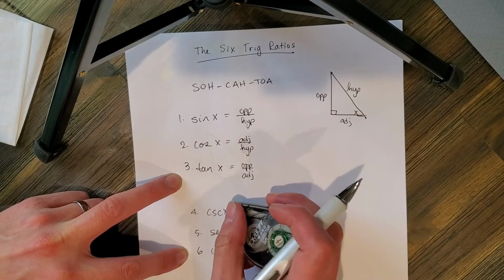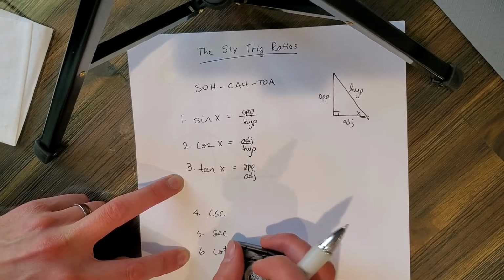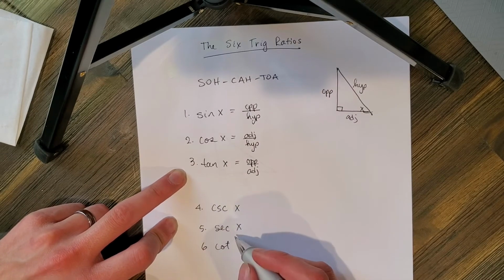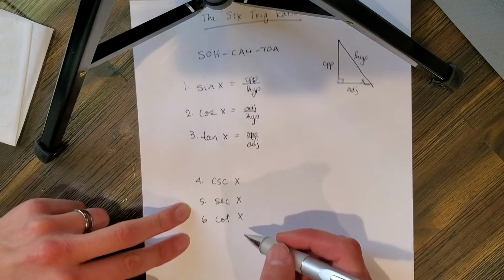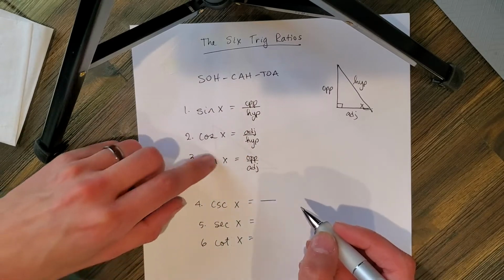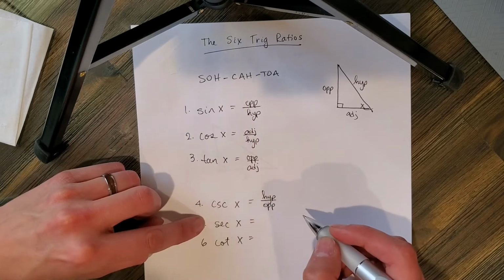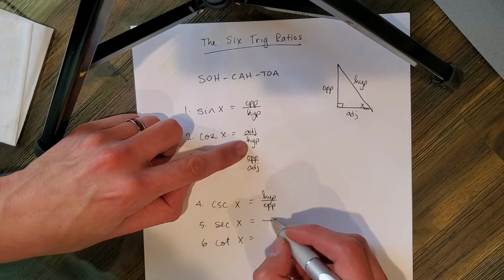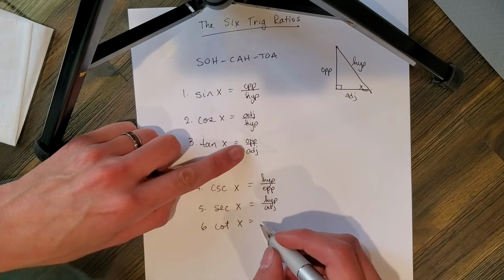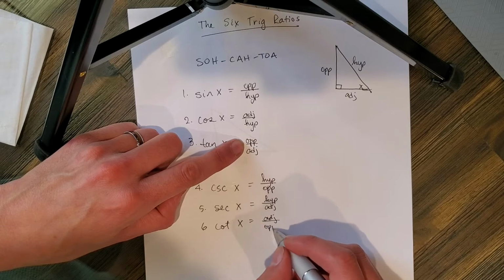So let me just fix this here. I don't want to write it too close. So here we have cosecant of x, secant of x, and cotangent of x. And so what are they exactly? Well, they're just the reciprocals of these. Cosecant is just going to be hypotenuse over opposite. Secant is going to be hypotenuse over adjacent. And then cotangent is going to be adjacent over opposite.